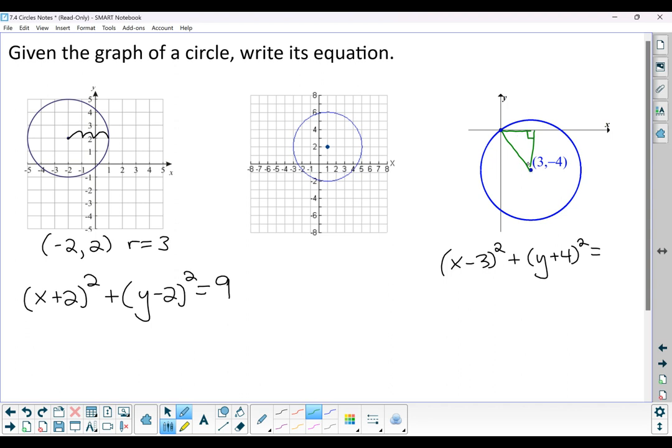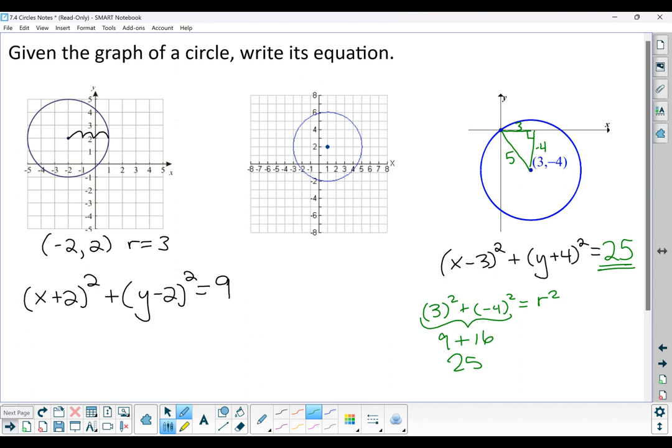And if this point is the point (3, -4), then this side of the triangle is 3, and this side is -4, or you can think of it as +4 if you want. And so this is a 3, 4, 5 triangle. 3 squared plus (-4) squared is r squared. These two add together to give me 25. So in the equation, I have a 25, and that means the radius of the circle is 5.